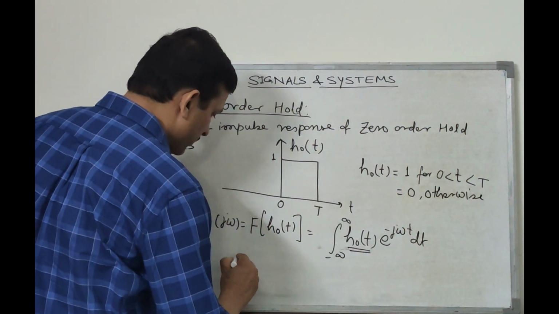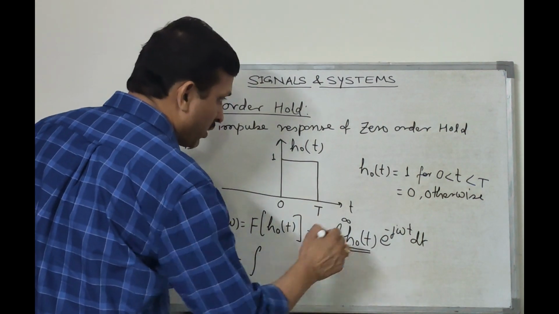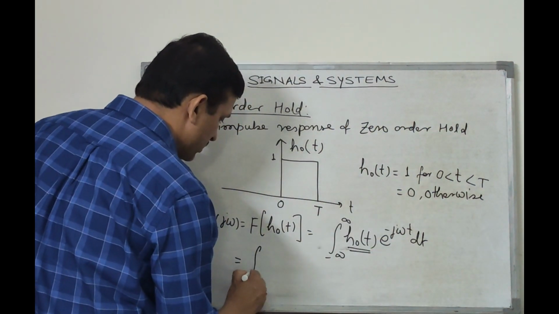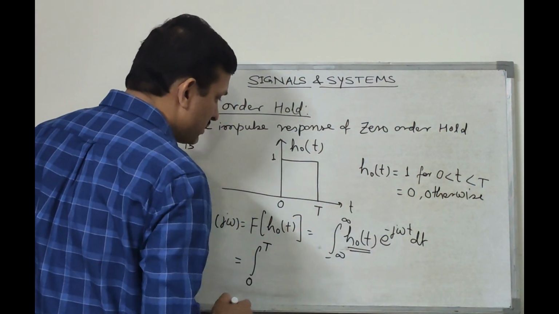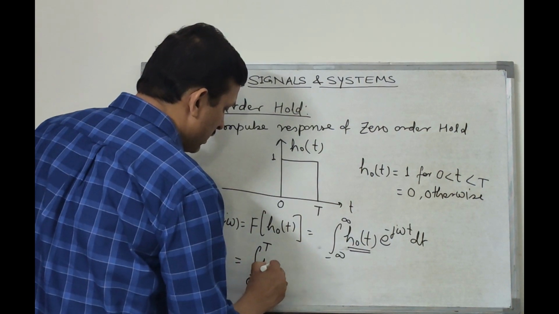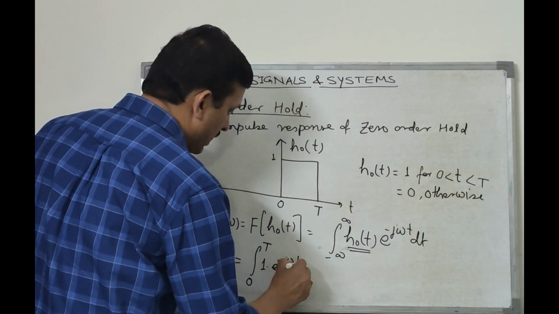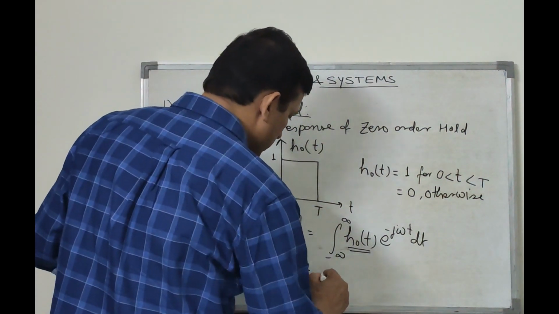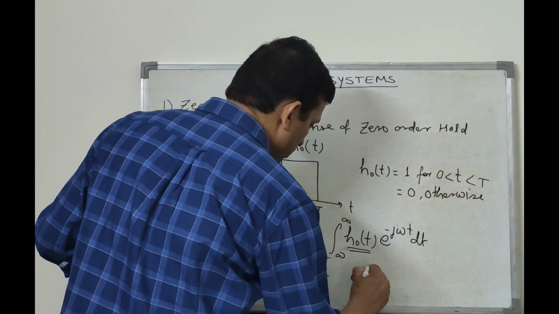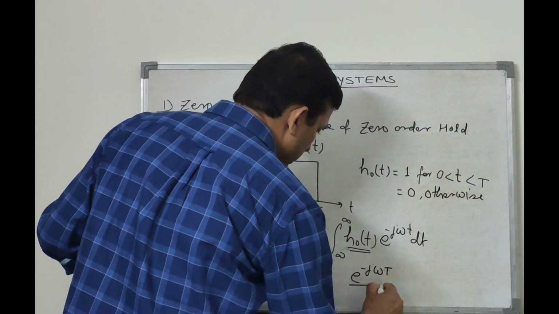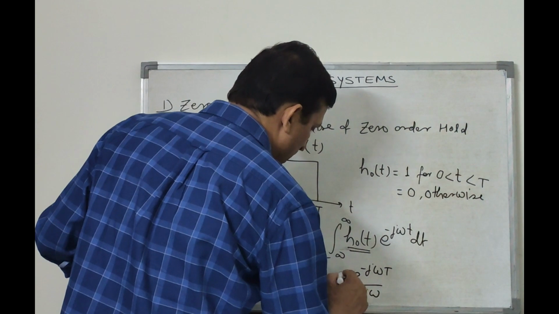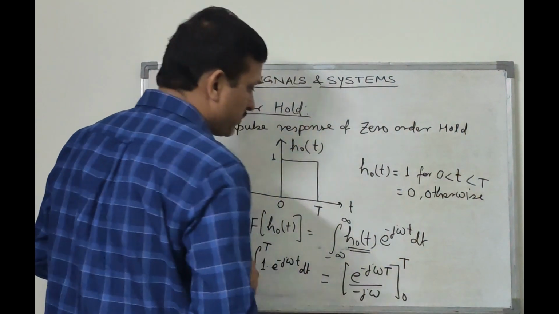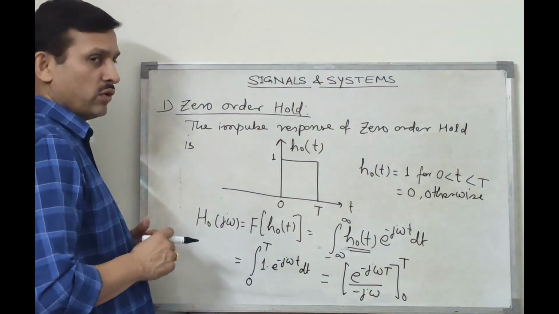Here, because it is 1 from 0 to T, this integration will be from 0 to T, because elsewhere it is 0, and the value is 1, so integral of e to the power minus j omega t dt. This integration gives e to the power minus j omega t divided by minus j omega, with limits 0 to T. So this is the Fourier transform of zero order hold.